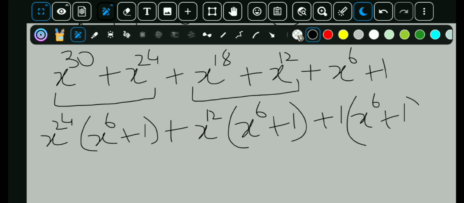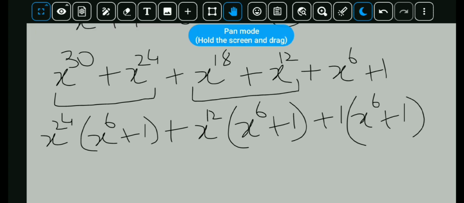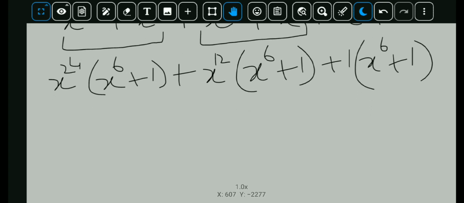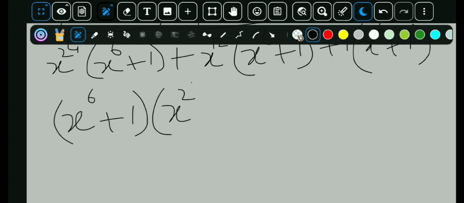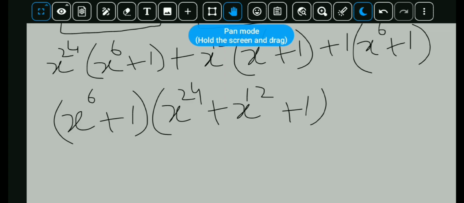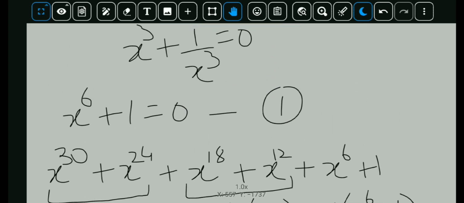So now friends, we have factorized the equation in terms of the factor x raised to the power 6 plus 1, and we have found the value of this factor by calculation in the previous part. So we take x raised to the power 6 plus 1 common, multiplied by x raised to the power 24 plus x raised to the power 12 plus 1. Now friends, if you remember, we found that the value of x raised to the power 6 plus 1 is equal to 0.